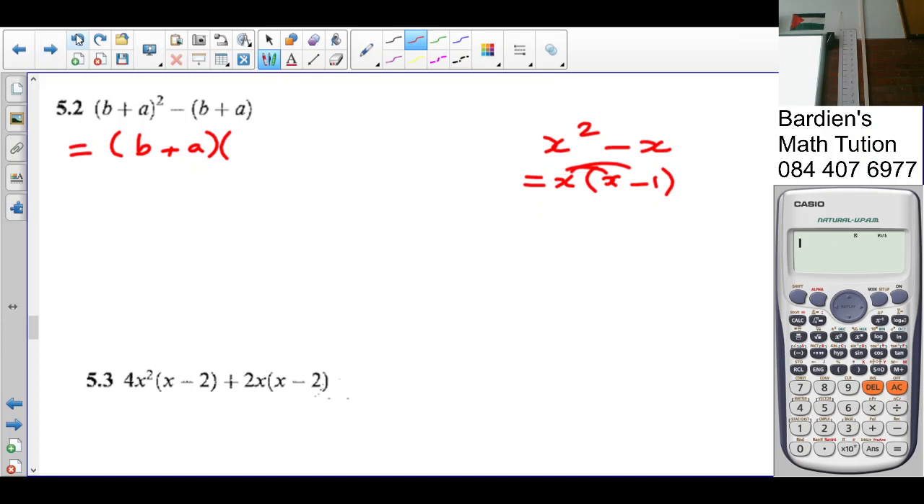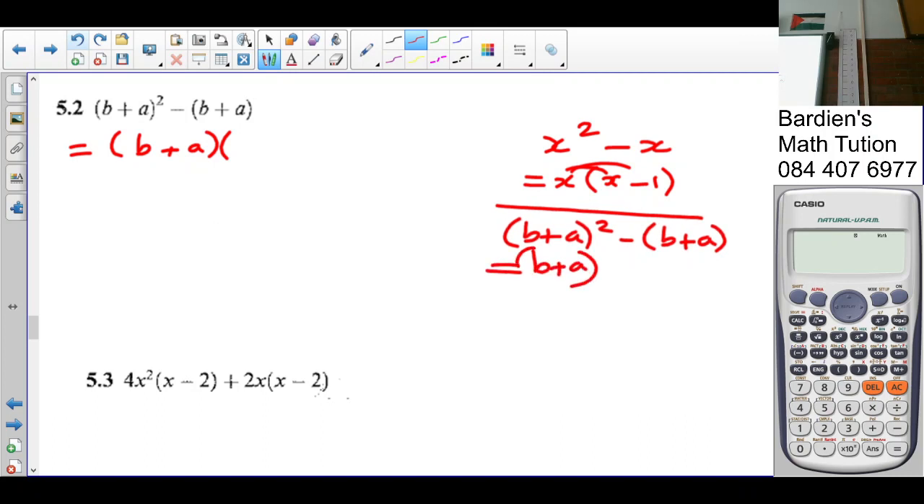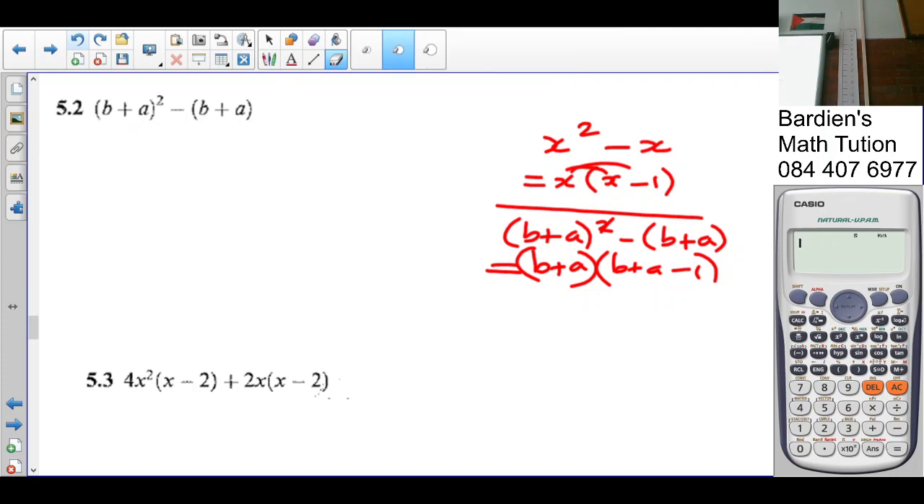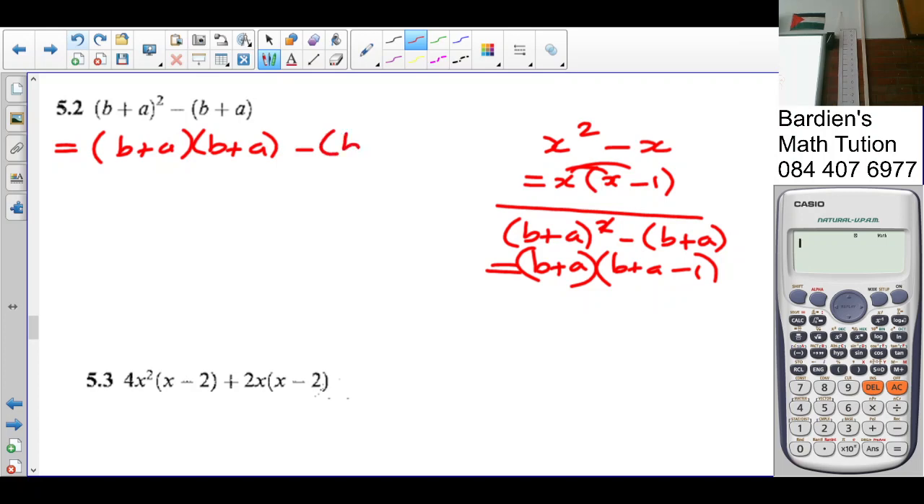Not so. So if I take this into account, whenever I see an x, you've got b plus a, so it's (b plus a) squared minus (b plus a). So in other words, this would be (b plus a) times (b plus a minus 1). Can you all see that, people? Otherwise, you could have looked at it in this light as well. There's a square there, so I can write this as (b plus a) times (b plus a) minus (b plus a).